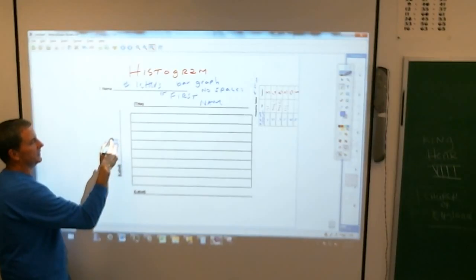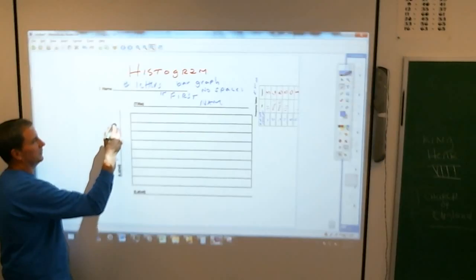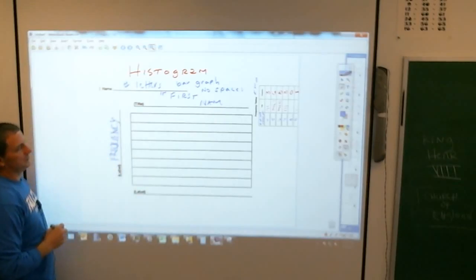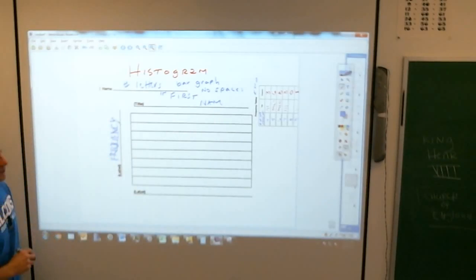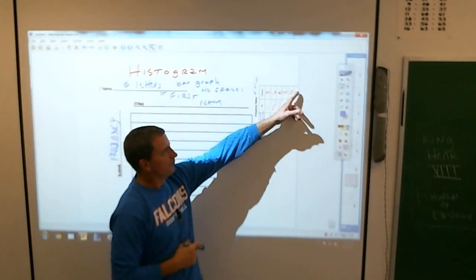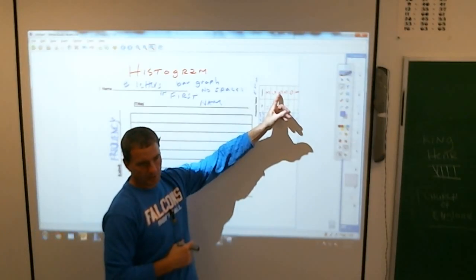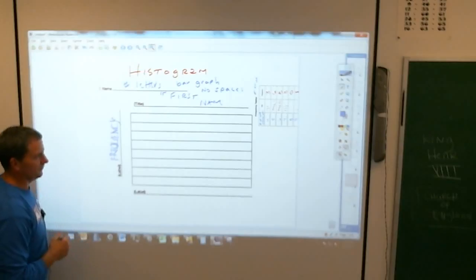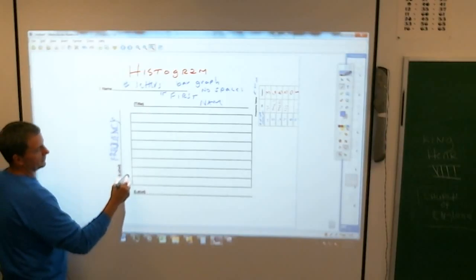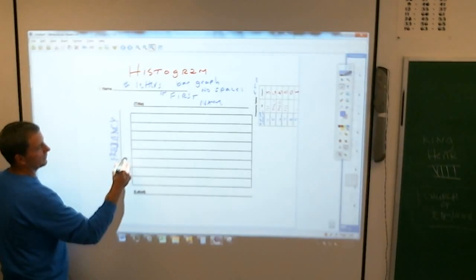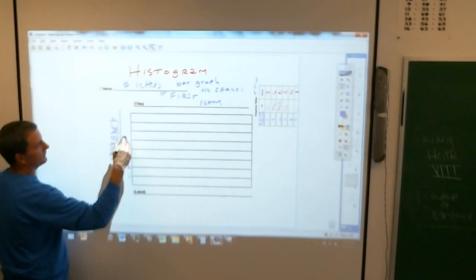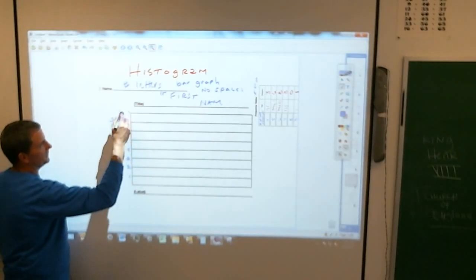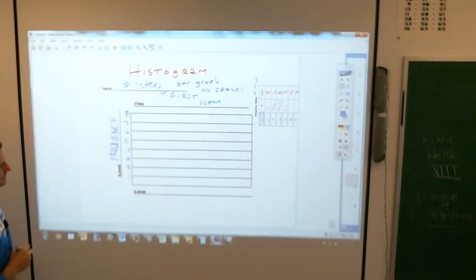Look how I can write upside down or sideways. That's our frequency. And our frequency ranged from what? From 1 all the way up to the highest number we have, which is 8. Is that going to fit on our graph? I think it will. Here's 1, 2, 3, 4, 5, 6. This worked out perfectly, to 8.